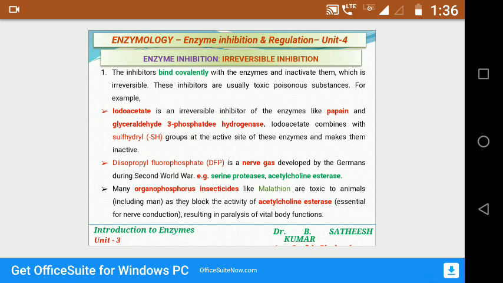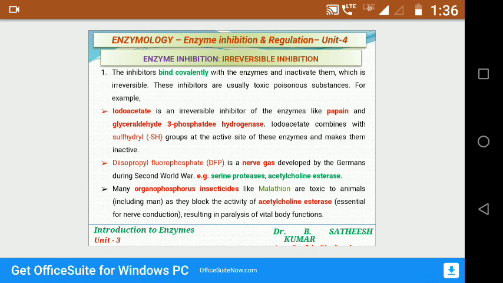So here the irreversible inhibitor iodoacetate simply comes and binds to the sulfhydryl group by means of a covalent interaction. Therefore the iodoacetate will be in the active site, which doesn't allow binding of their own substrates. Therefore these enzymes will be permanently impaired.